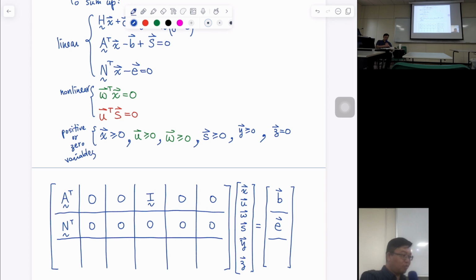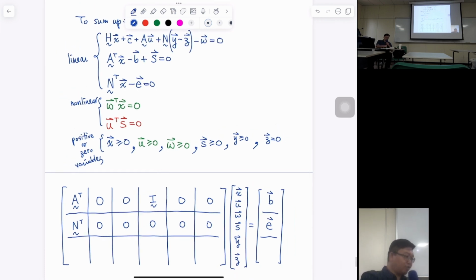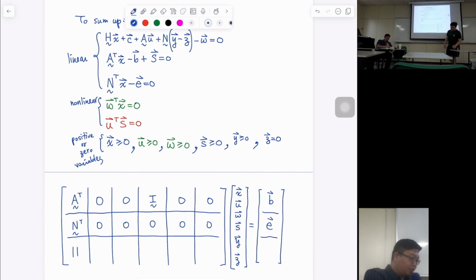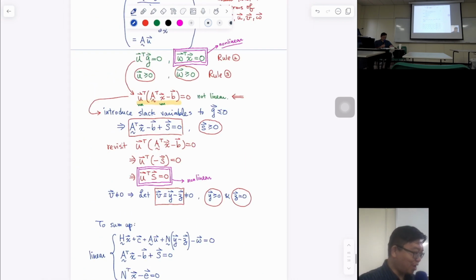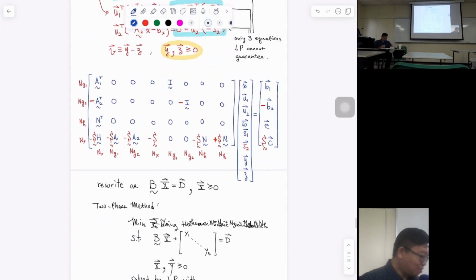Okay, the third row, handling the first equation right there on the top, Hessian times X plus C, so move to the right hand side, negative C. A times U, so A times U here. N times Y, so N times Y. Minus N times Z. Negative W, so negative I times W. That's the final form. Let me just double check with my earlier notes.